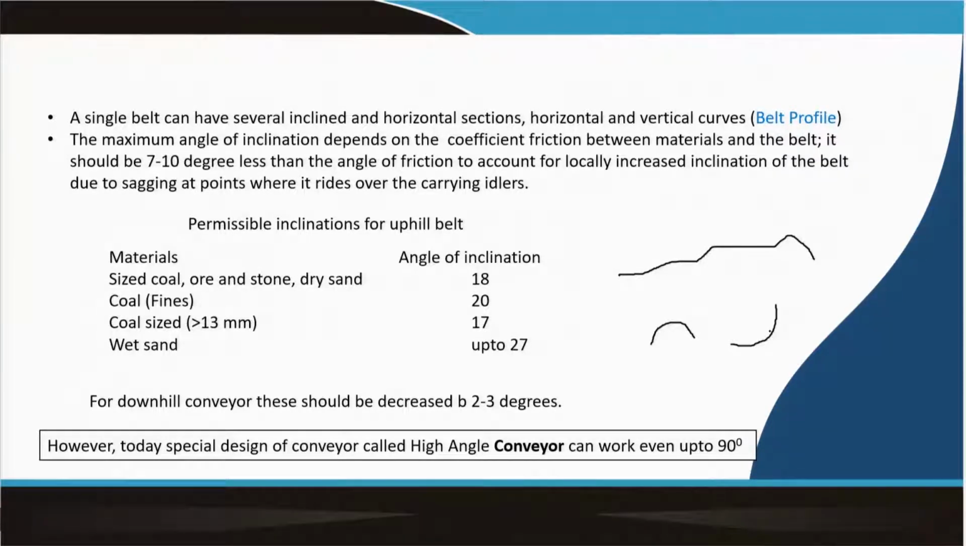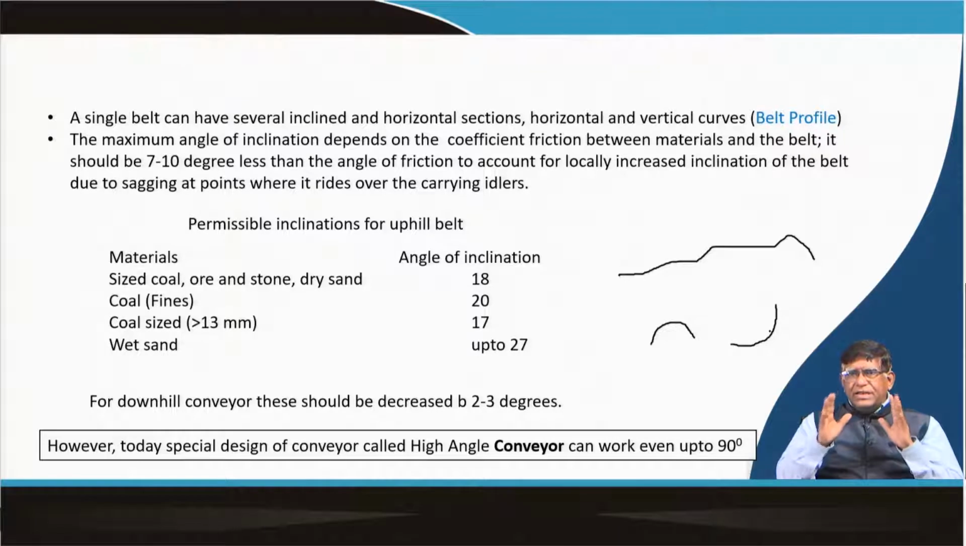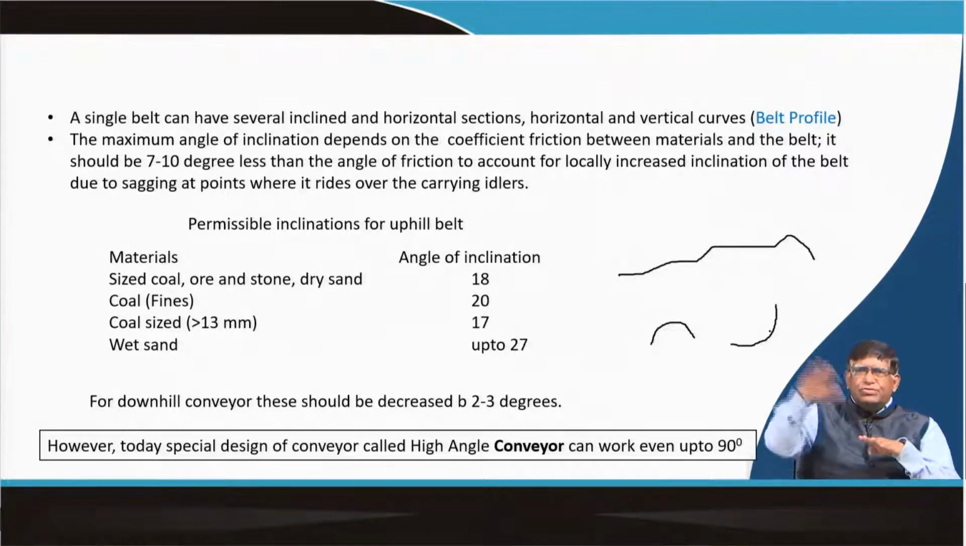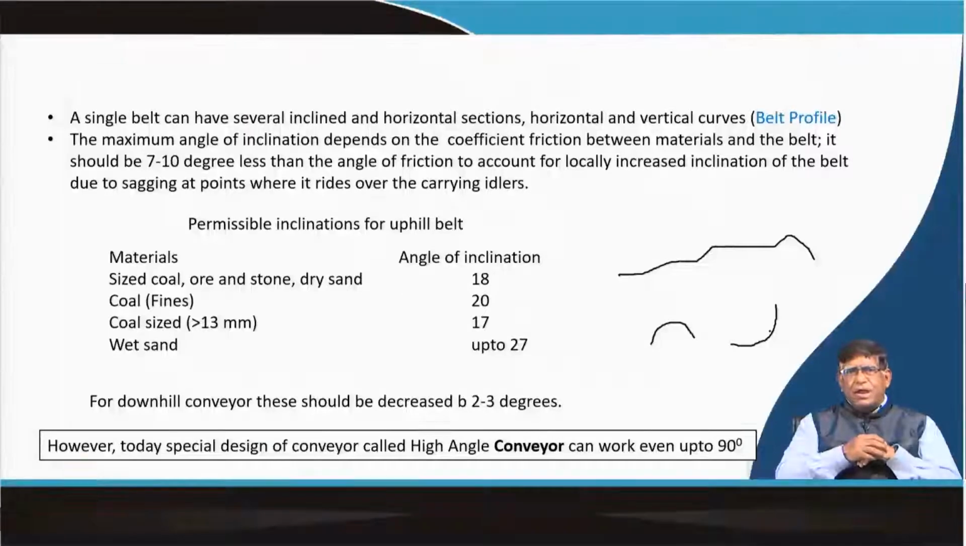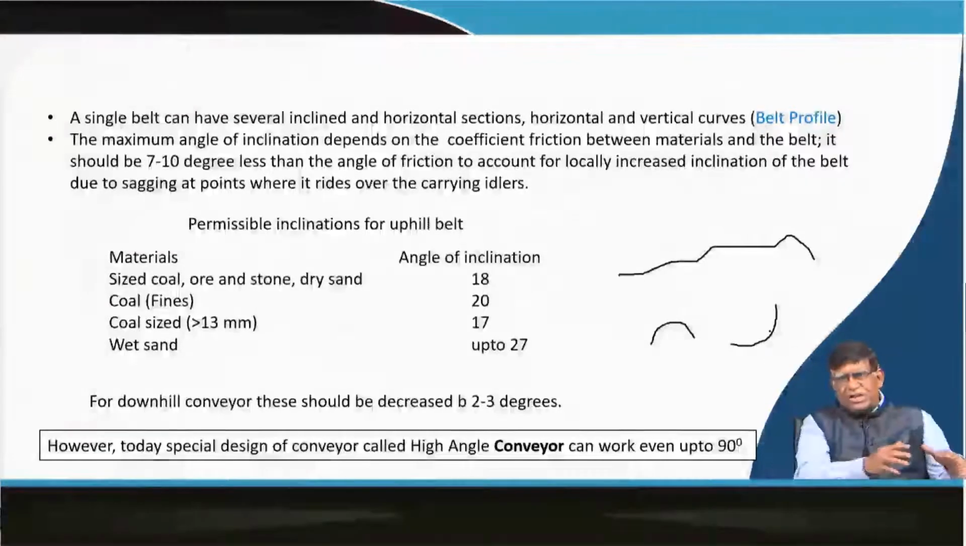Now, these inclinations depend on the material and the belt, and their friction will exactly affect things, otherwise the material slips. That is why you cannot use very high inclinations; the angle of inclination to take the material uphill should be very small. For example, for sized coal you cannot go more than 18 degrees, otherwise the whole material will slide down.